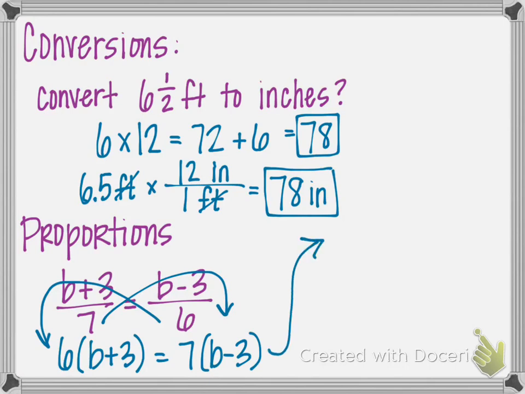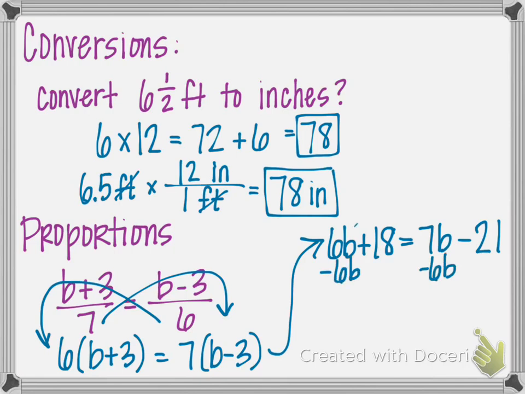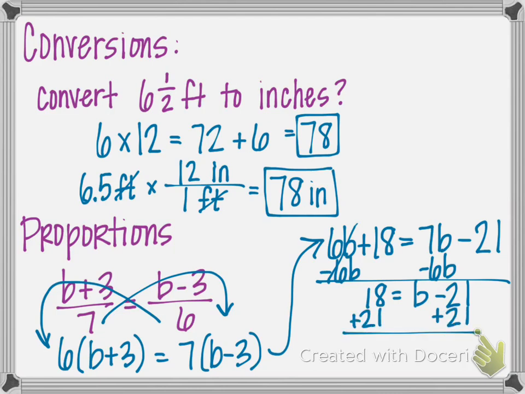I'm going to rewrite this over here. But before I rewrite it, I'm going to go ahead and distribute, because these parentheses need to go away. So 6 times b plus 6 times 3 is going to be 6b plus 18. And then 7 times b is 7b. 7 times 3 is 21. So minus 6b from both sides. And I get 18 equals b minus 21. Now let's add 21 to both sides. And I get 39 equals b.